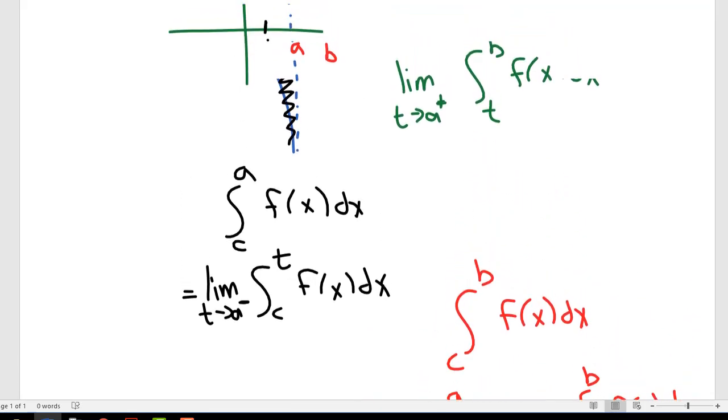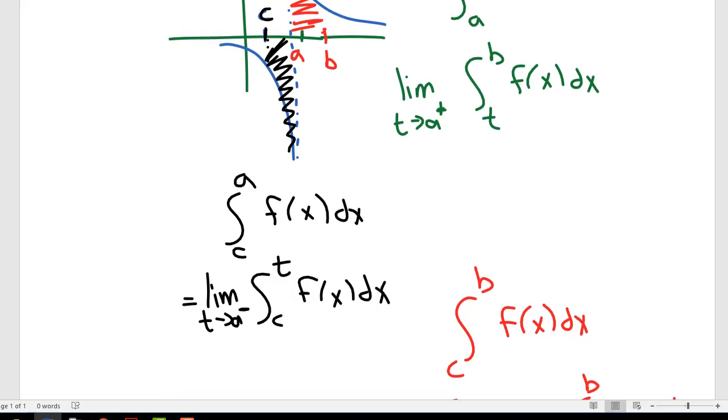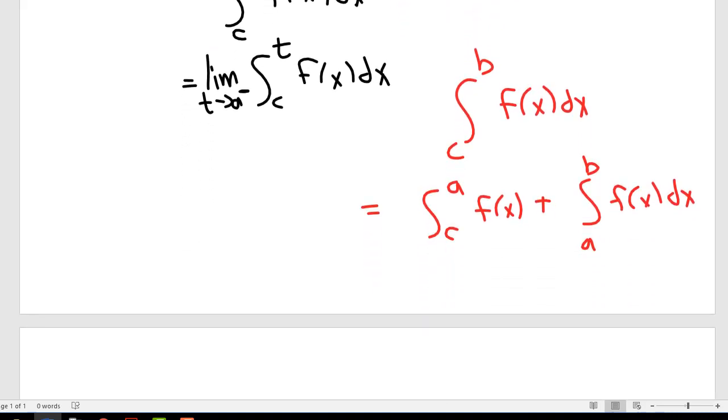So if we're going from c to a, we're backing away from a, and t approaches a from the left. If we're going from a to b, we back away from a, and we let t approach a from the right. So there's that guy. In this integral, our interval is passing over the vertical asymptote. The vertical asymptote lives between c and b, so we'd have to split that into two integrals.